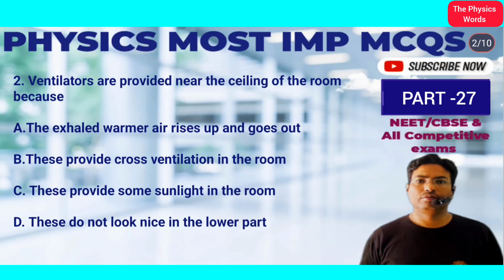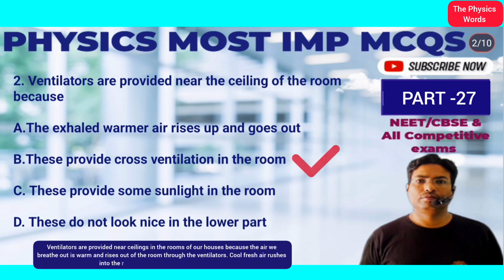Next question. 2. Ventilators are provided near the ceiling of the room because A. The exhaled warmer air rises up and goes out. B. These provide cross-ventilation in the room. C. These provide some sunlight in the room. D. These do not look nice in the lower part. The correct answer is option B. These provide cross-ventilation in the room.